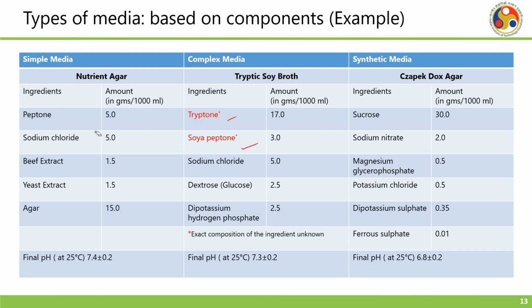Then we have certain salt like sodium chloride which is also common over here. And then we have here beef extract and then yeast extract and agar for solidification. Here also we have dextrose, and then the exact composition of these ingredients for example here are not known. And then you can see here they have pH from around 7.4 or 7.3 and 6.8 with a little bit of deviation here and there.